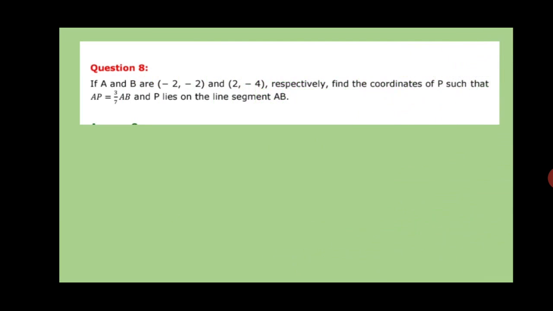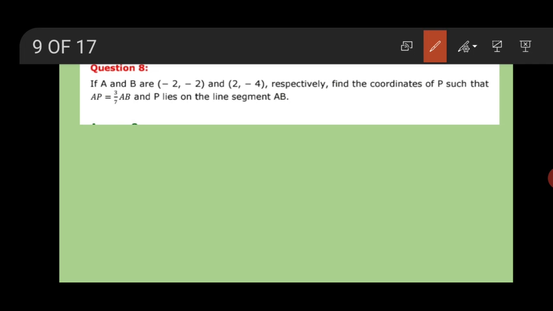If A and B are minus 2 comma minus 2 and 2 comma minus 4 respectively, find the coordinates of point P such that AP is equal to 3 by 7 AB and P lies on the line segment AB. So we have to find the coordinates of point P. Take a line segment AB whose coordinates are given, minus 2 comma minus 2, and the coordinates of B is 2 comma minus 4. Take this as x1 y1 and this as x2 y2.